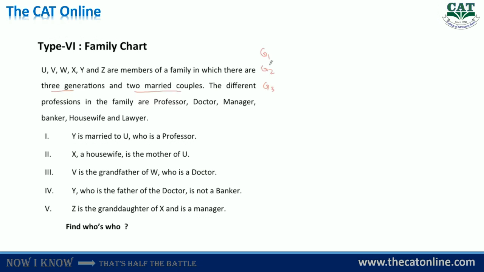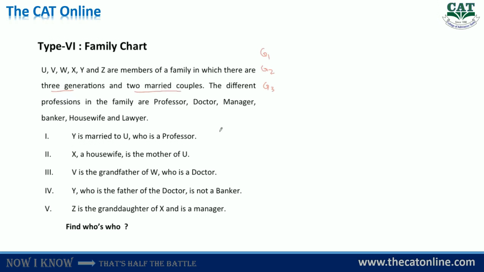Do not assume that married couples will always be there in generation 1 and 2 and can never be in generation 3. And for all these 6 people, their individual professions are also given amongst professor, doctor, manager, banker, housewife or lawyer. So let's look at these conditions.